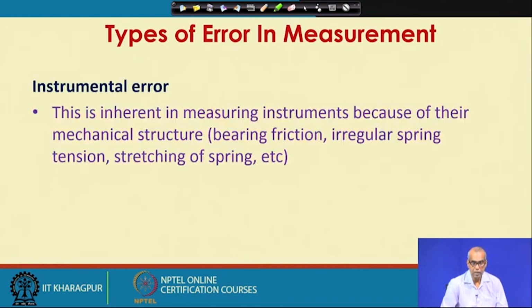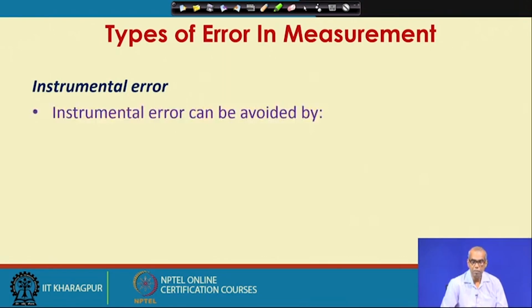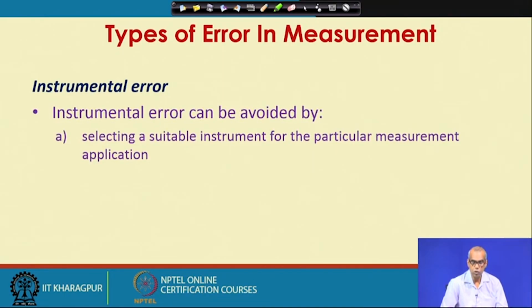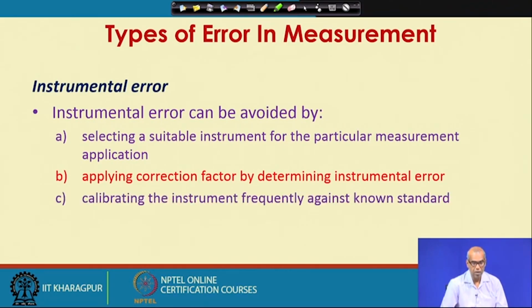Instrumental error is inherent in measuring instruments because of their mechanical structure, such as bearing friction, irregular spring tension, stretching of spring, etc. Instrumental error can be avoided by selecting a suitable instrument for the particular measurement application, applying a suitable correction factor by determining instrumental error, and calibrating the instrument frequently against known standard.